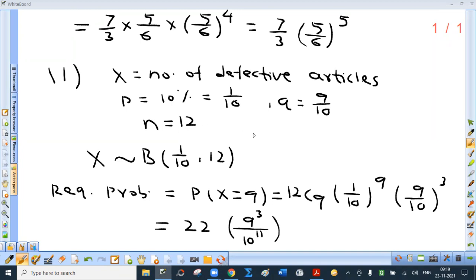Number of Bernoulli trial is 12. So random variable follows binomial distribution with which parameters? 1 upon 10, 12. So required probability exactly 9. So P of X equal to 9. 12C9, 1 upon 10 raised to 9 into 9 upon 10 raised to 3. You have to simplify this. So what is the final answer? The probability of getting 9 defective articles is 22 into what? 9 cube upon 10 raised to 11.